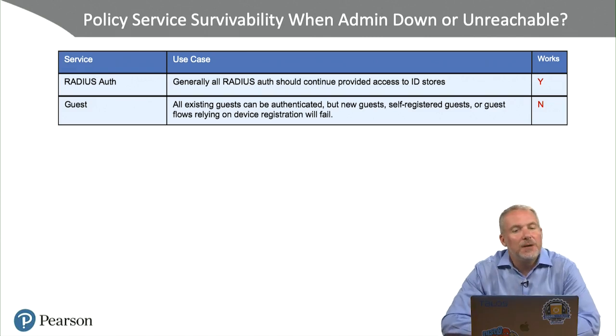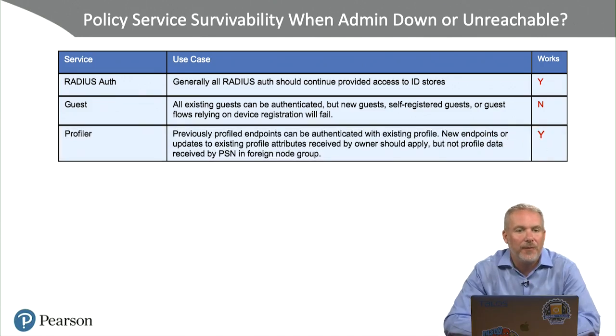Guests. Because when we get guests on the system, we're creating new endpoints for those guests. We may or may not be creating users. That functionality, if the PAN is down, will not be available because it obviously cannot write new information to the database. The profiler. The profiling service actually runs as a subservice on the PSNs. So this service will still be available should the primary admin node fail.